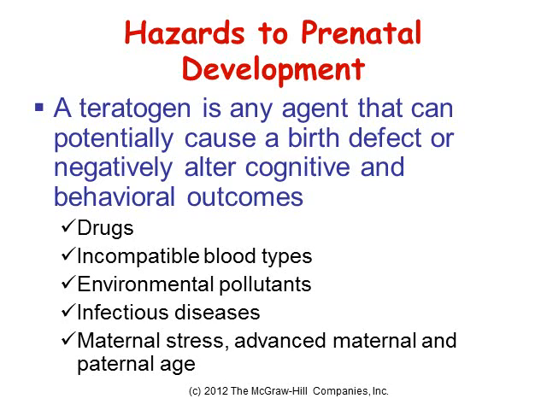So some of the hazards to prenatal development include a teratogen, and that's any agent that can potentially cause a birth defect or negatively alter cognitive and behavioral outcomes. And these effects vary depending upon the genotype of the mother and the baby, as well as the amount and timing of exposure to the teratogen. And a teratogen can be anything from drugs, incompatible blood types, environmental pollutants like cigarette smoke or some kind of smoke, infectious diseases, maternal stress.